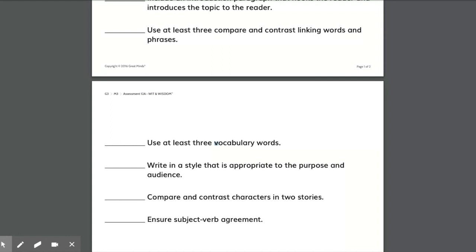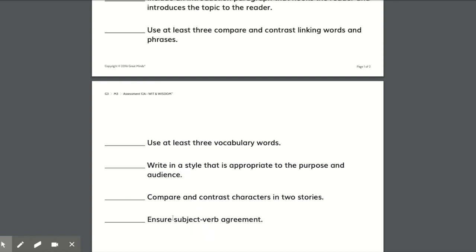Write in a style that is appropriate to the purpose and audience. Again, very important that you are writing it to your teachers, okay? Not to your friends. Compare and contrast characters in 2 stories. We've been doing that, so everyone should be able to write a check here.